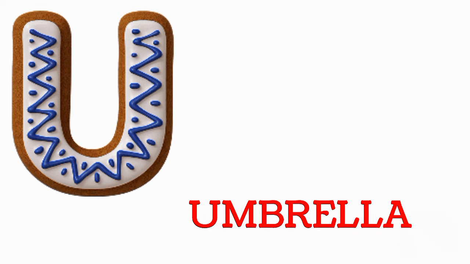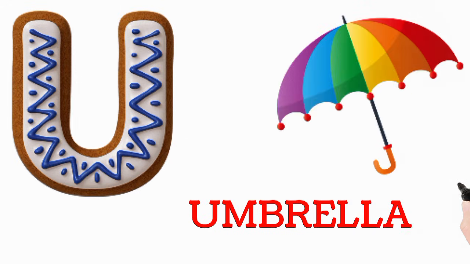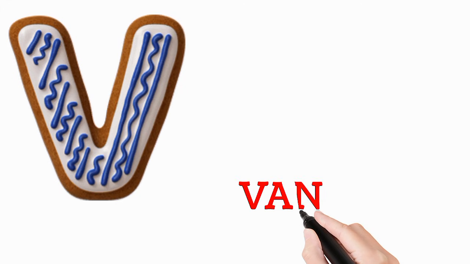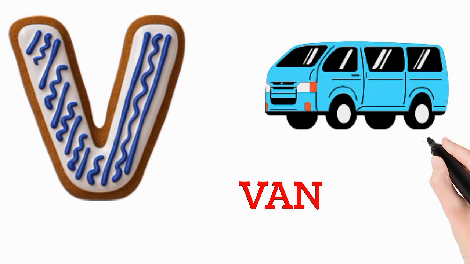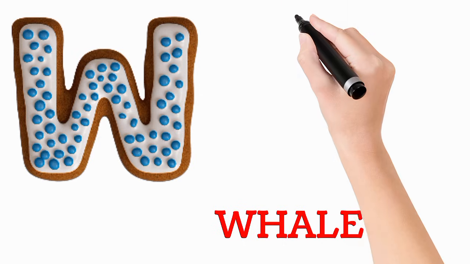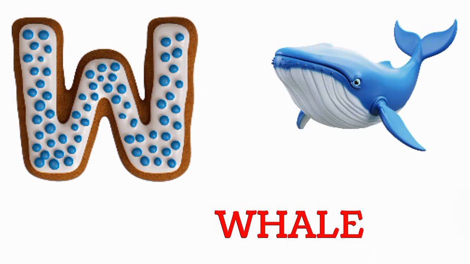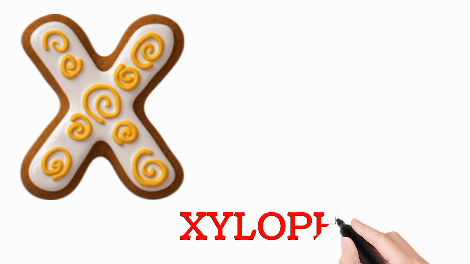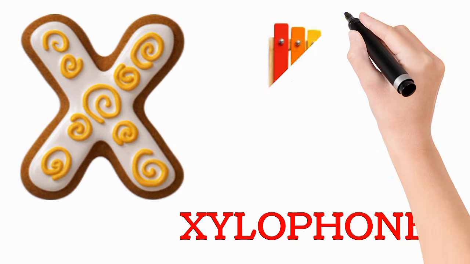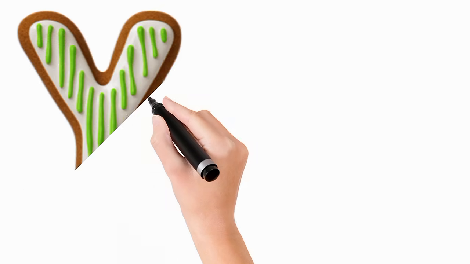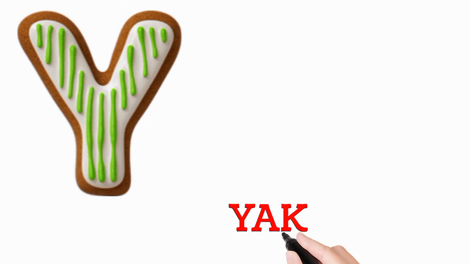U for umbrella. V for van. W for well. X for xylophone. Y for yak.